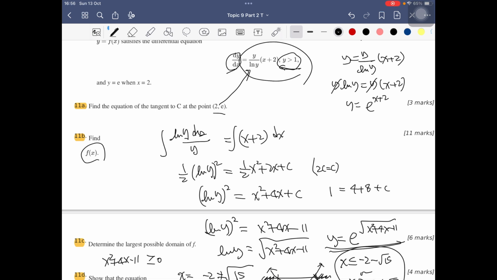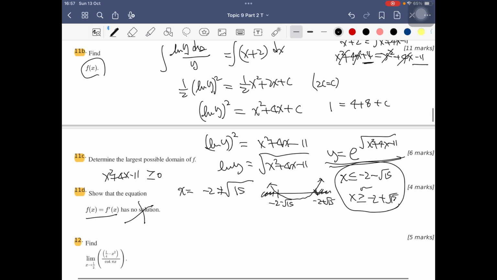So this and this should be together to find the intersection x and y. So when they are together, x plus 2 should be the square root of x squared plus 4x minus 11. So x squared plus 4x plus 4 becomes x squared plus 4x minus 11, which is not true. 4 cannot be negative 11. So no solution. Yep.